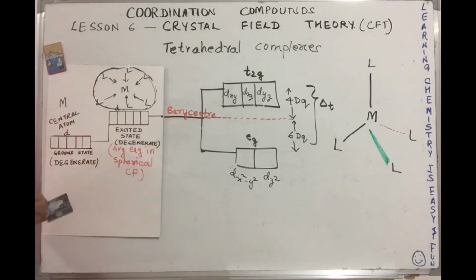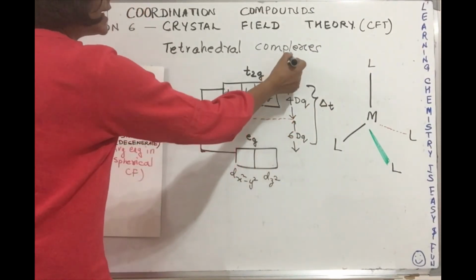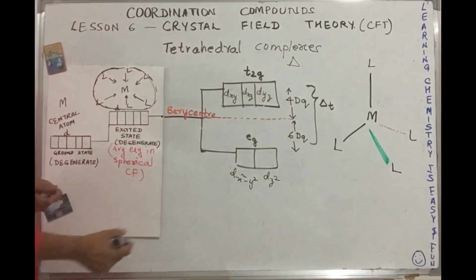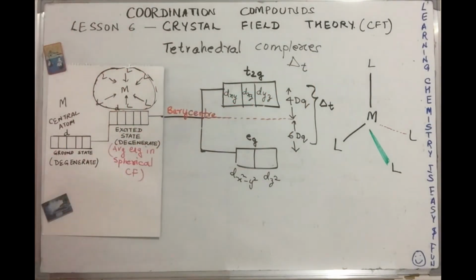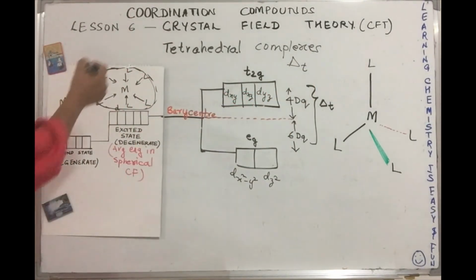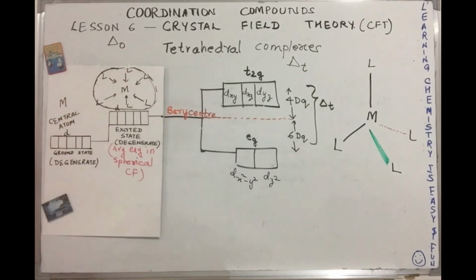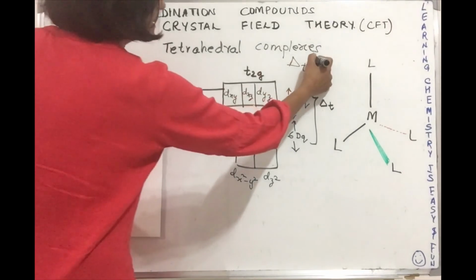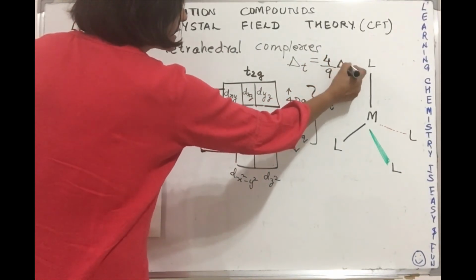Next, the crystal field splitting is represented as delta, indicating difference or change, T for tetrahedral. What had we used in the case of octahedral? We had said delta O. Delta is the change or the energy difference, O for octahedral. What is the relation between delta O and delta T? Delta T is much less than delta O.